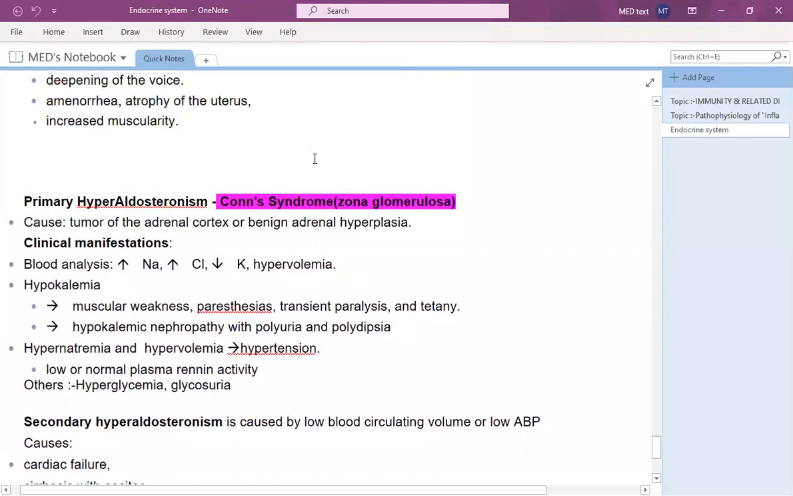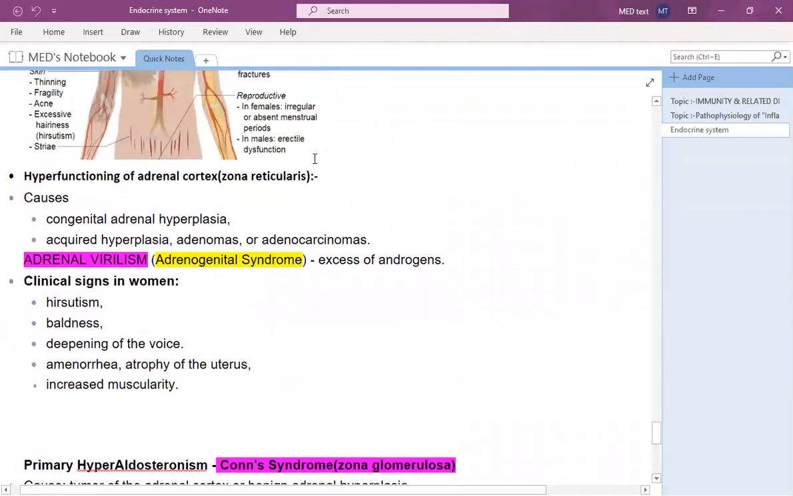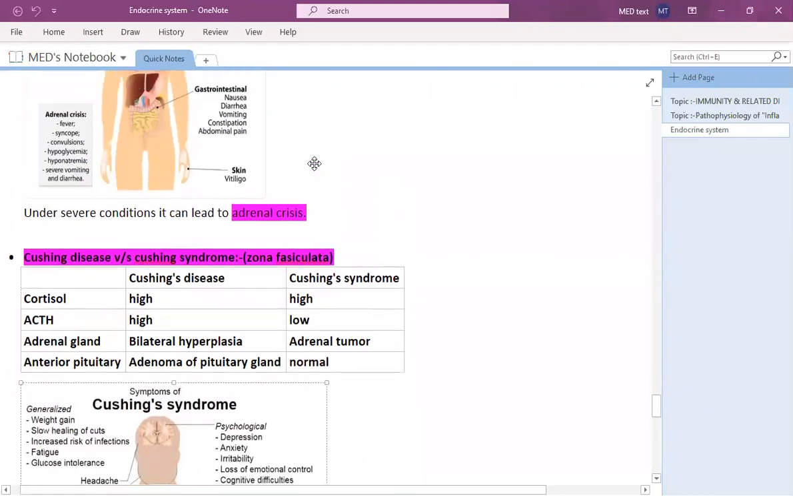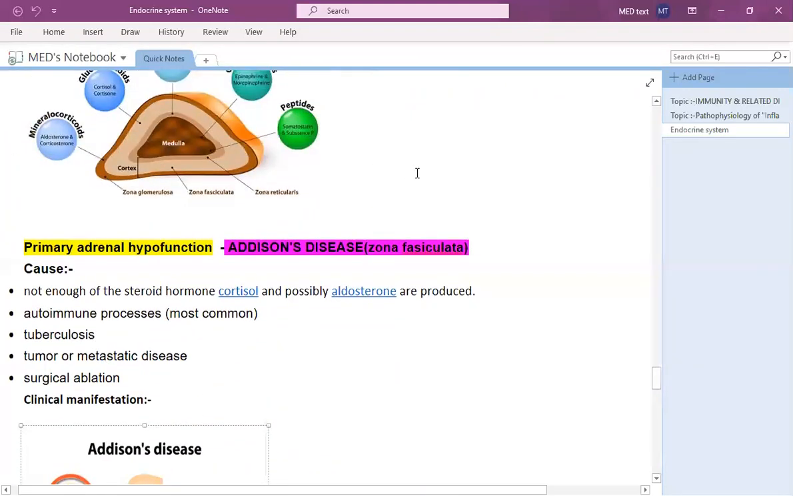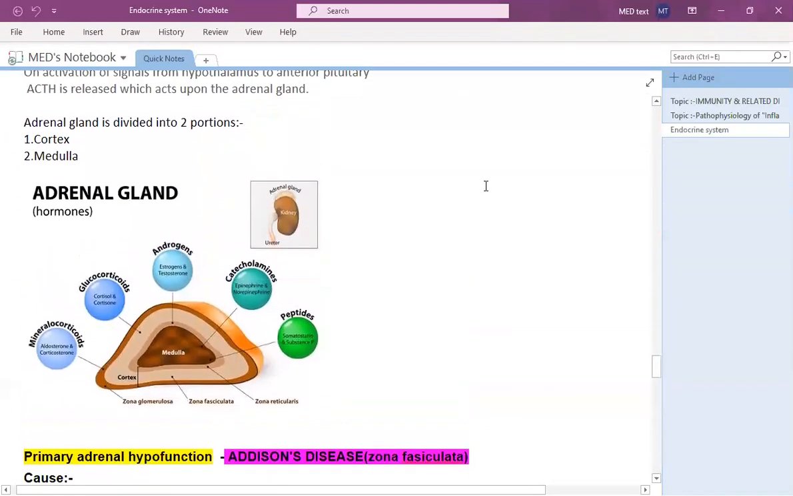So this is about aldosterone, about androgen, about cortisol, and about Addison's disease.